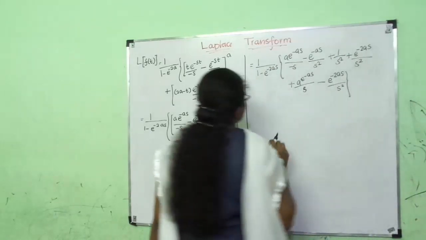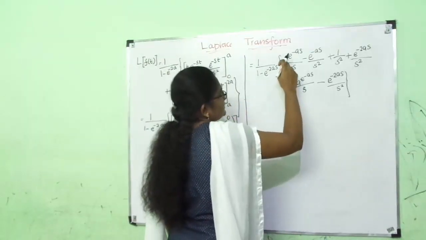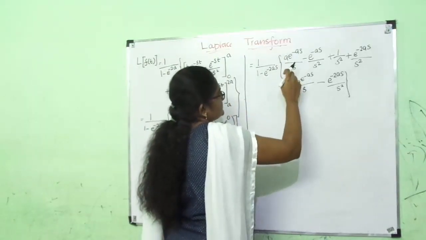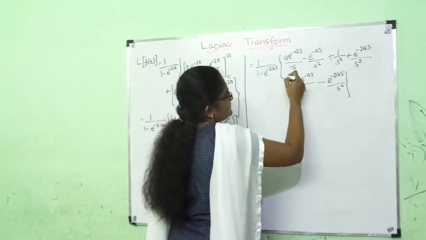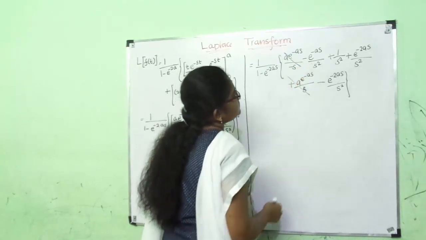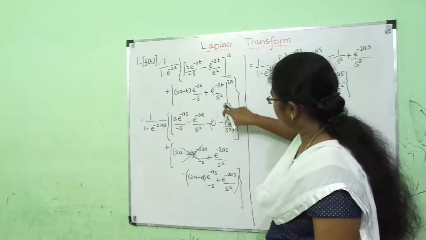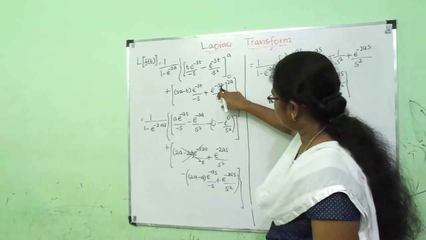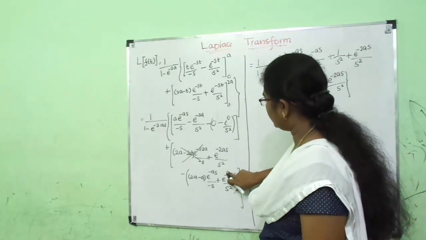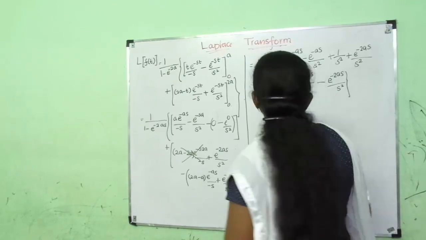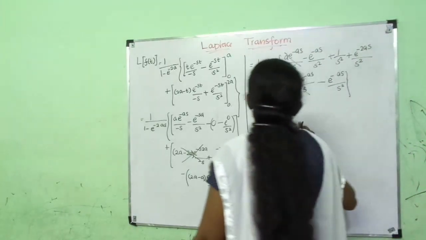Check for the possibility whether we can cancel any terms. Minus a e power minus as by s and plus a e power minus as by s can be cancelled. So here, while applying the lower limit e power minus, yes, you will have a only. I have written here 2, change it. I am changing it here to e power minus as by s square.